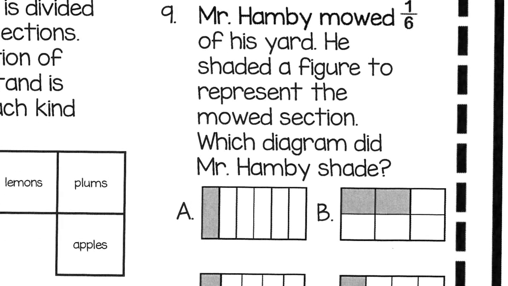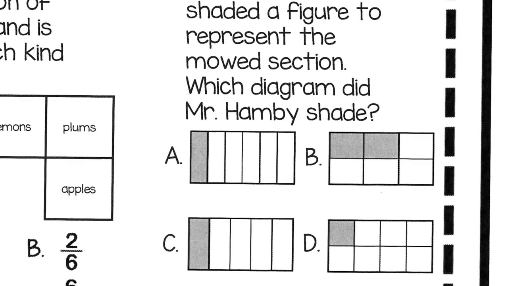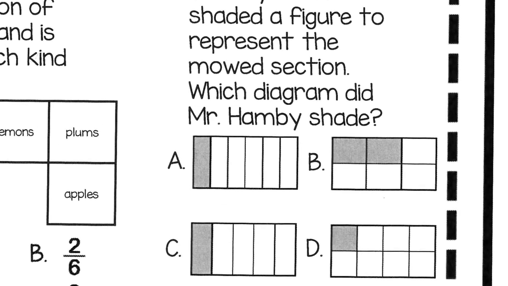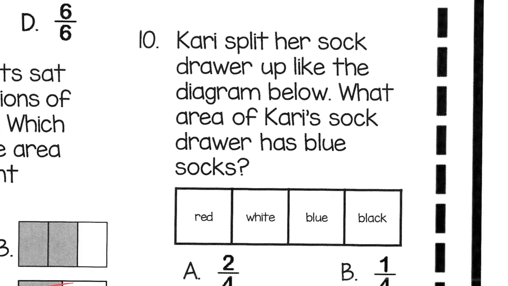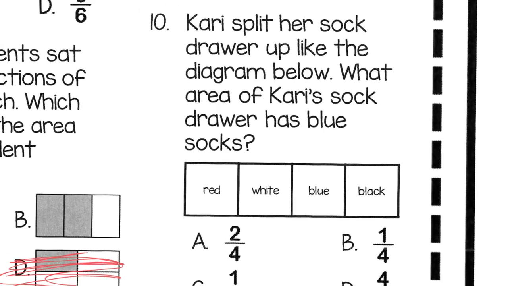Mr. Hamby mowed 1/6 of his yard. He shaded a figure to represent the mowed section. So which one of those diagrams shows that he mowed 1/6 of his yard? You're going to have to find one that's divided into 6 pieces and has 1 shaded. Okay, and I'm going to let you do that one on your own. Pause the video. Meet me at question number 10 when you are ready.